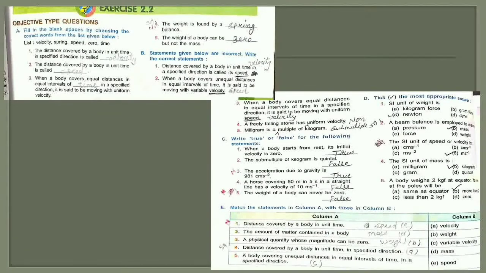Okay. Fifth one, a body weighs 2 kilogram force at the equator. Its weight at the poles will be more than 2 kgf, because the weight of the body is highest at the poles and lowest at the equator. Okay, so answer will be B. So in that way we have completed this chapter 2.